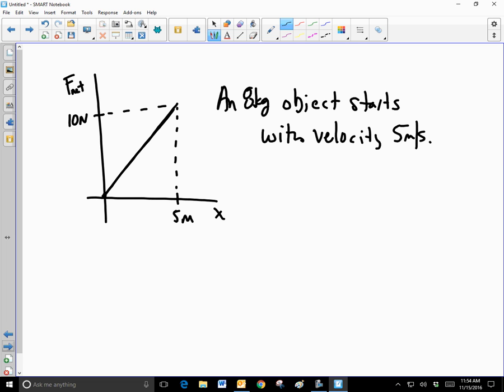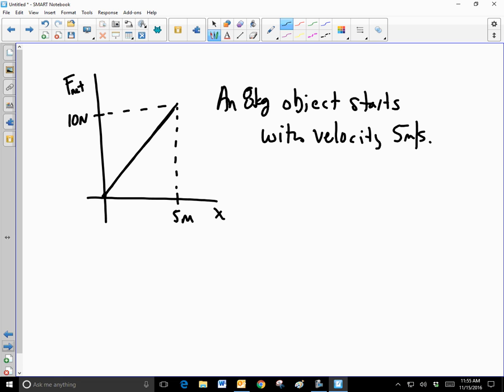See if we can describe what is going to happen to this object. Will it remain at 5 meters per second? No. How do you know it's not going to remain at 5 meters per second? How do you know it's accelerating? There is a force acting on it, and a force causes an acceleration, and an acceleration changes its velocity. So we know for sure that this thing is not going to be at the same velocity later on.